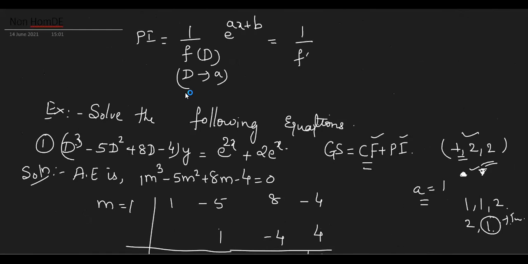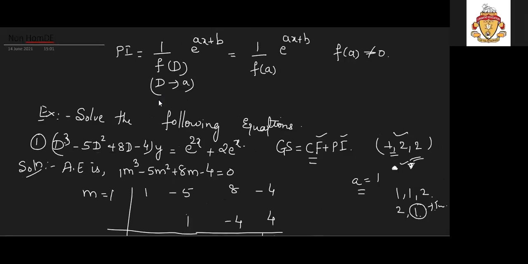So here this is 1 upon f of a into e raised to ax plus b, provided f of a is 0 or not 0? Not 0. Yeah. So first you should replace all the D's by a. If it is not becoming 0, replace it. That is the PI, the final answer. Suppose if f of a is 0, what has to be done then?